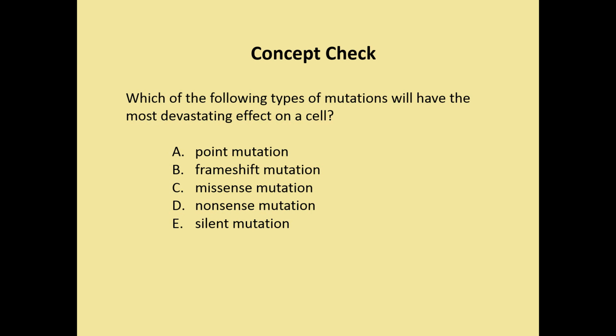All right, so which of the following will have the most drastic effect on a cell? A point mutation, a frame shift mutation, a missense mutation, a nonsense mutation, or a silent mutation? Well, in this case, a nonsense mutation, because you start producing a non-functional protein. And if that protein is essential for a bacterial cell, then that cell's going to die.